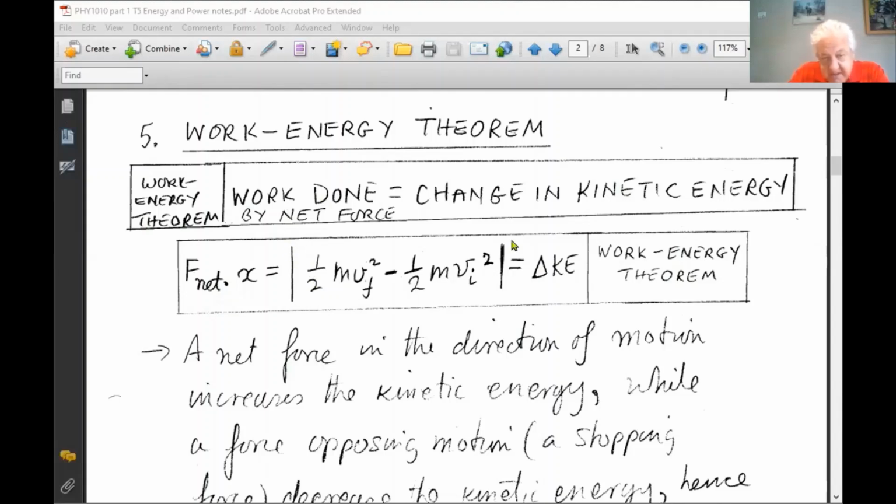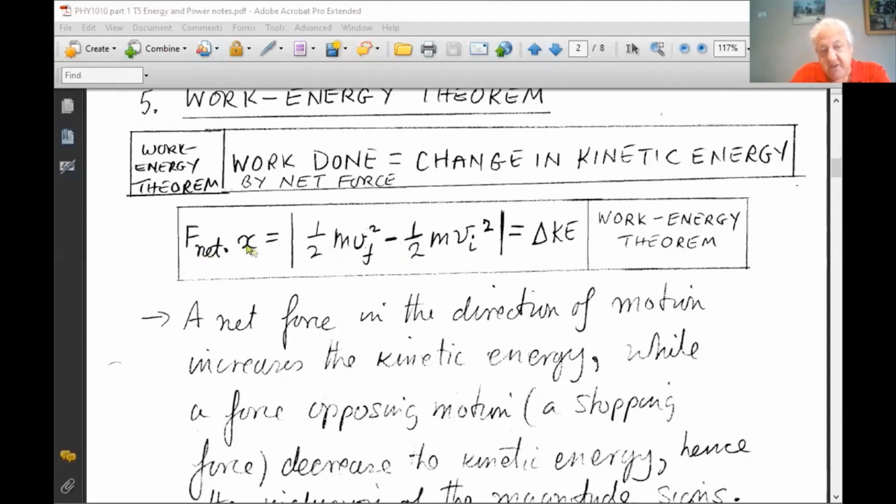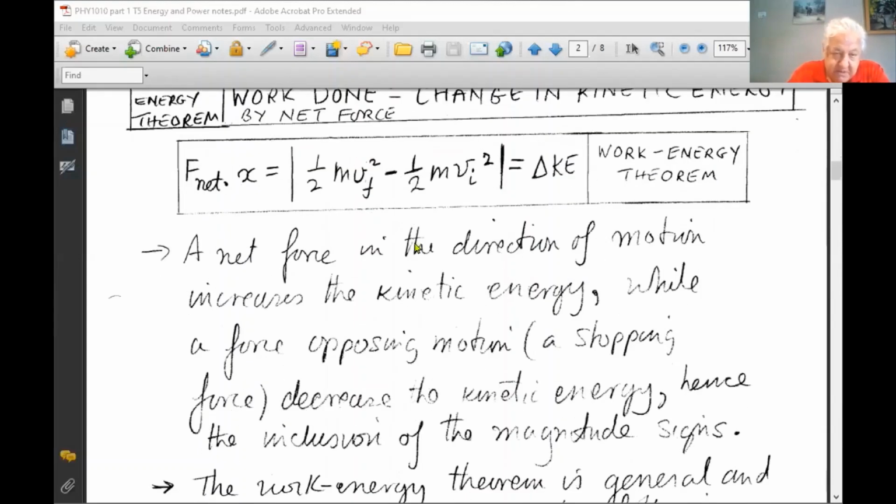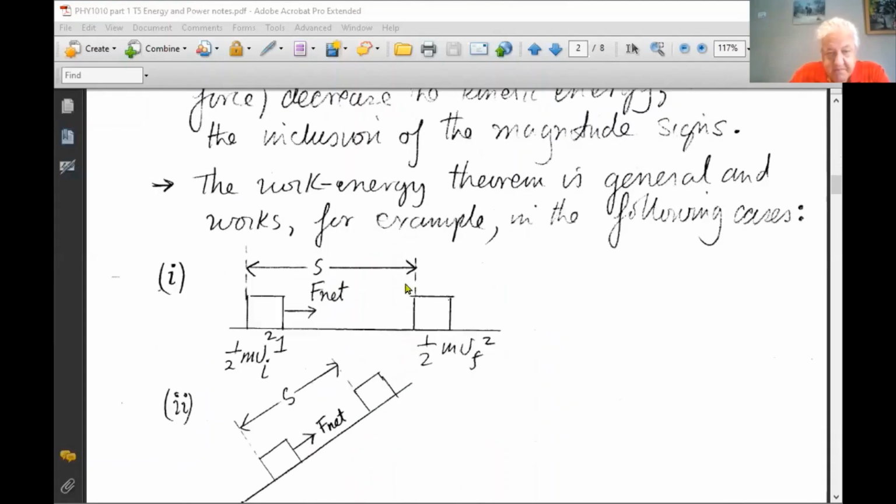I put magnitude signs here because the final velocity may be less than the initial velocity. If the force is in the direction opposite to the motion, it will slow the object down. So the final velocity will be less than the initial velocity, and this quantity will be negative. But in doing this calculation, we always want a positive quantity. So we put magnitude signs, meaning that when we do the calculation, we take the positive value. If the force is in the direction of motion, then my velocity will increase, as you would expect. And this is what this says here.